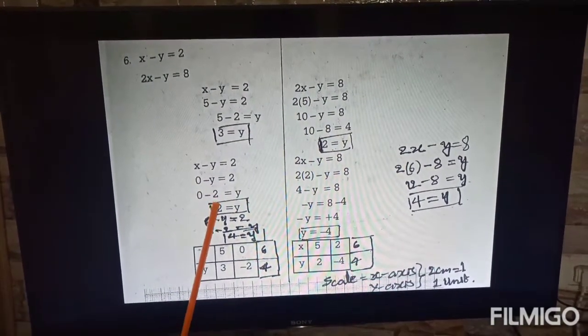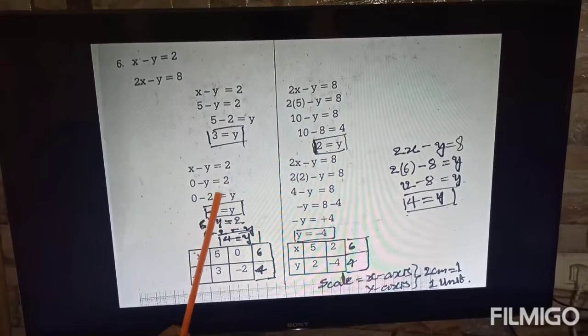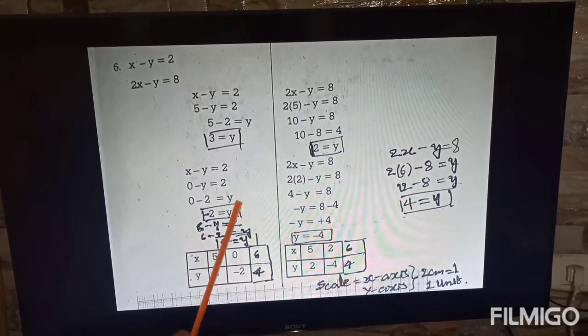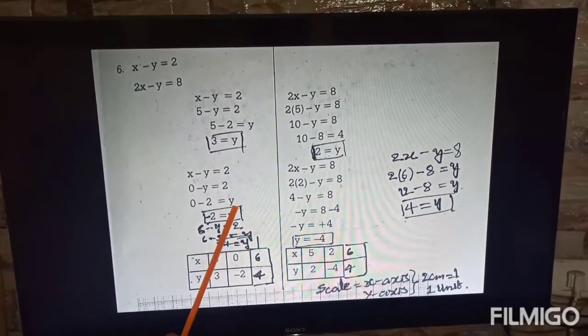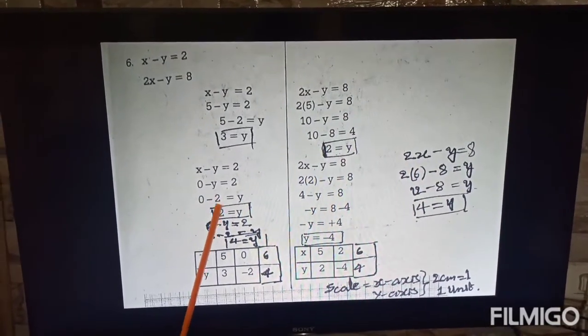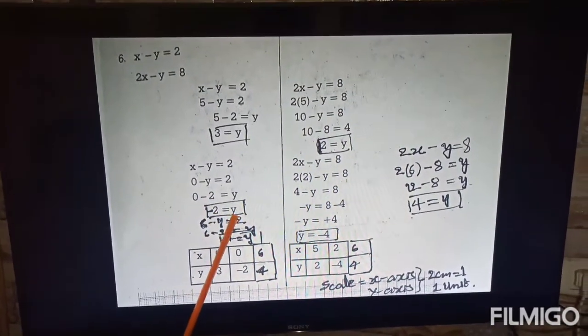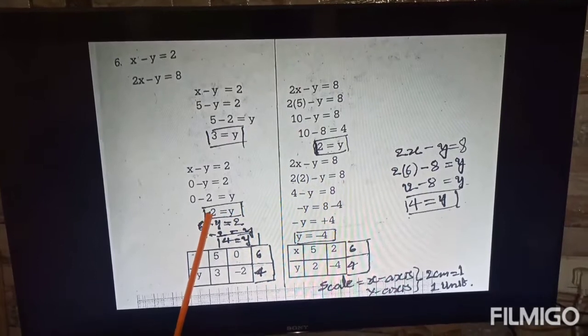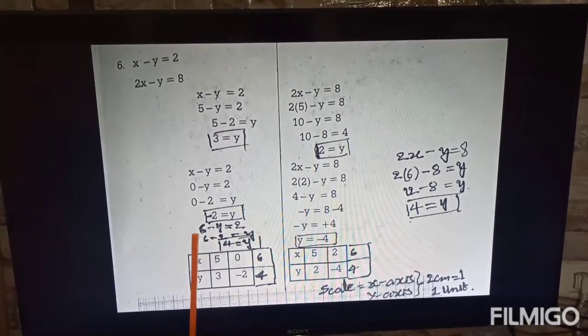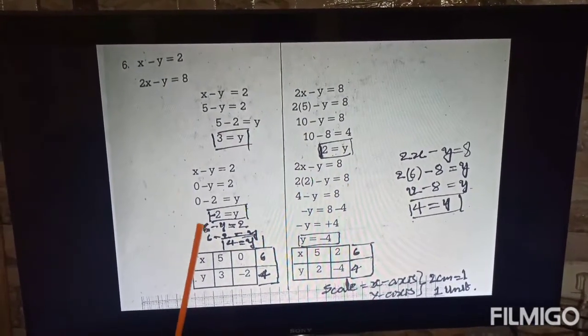Then take 2 to the left side, it becomes minus 2, and y to the right side, it becomes plus y, and 0 minus 2 will be minus 2 only. y is equal to minus 2. Okay. Next take x as 6.